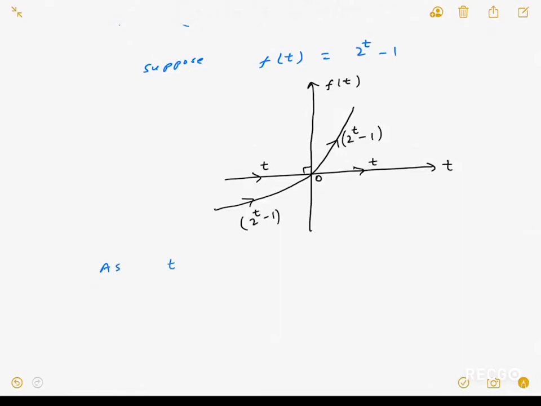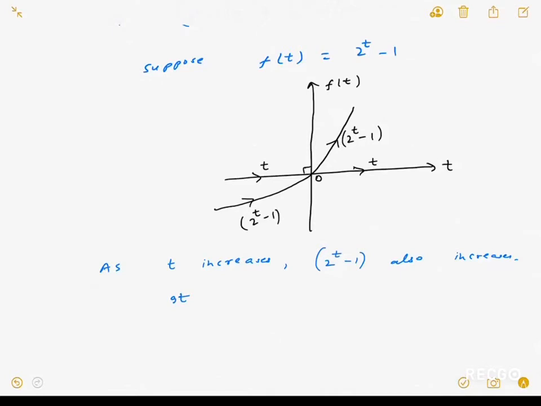From the graph, you can draw two conclusions. The first conclusion is, as t increases from minus infinity to plus infinity along the t axis, 2 to the power t minus 1 also increases along the graph, right? So two things you can now note down from here.